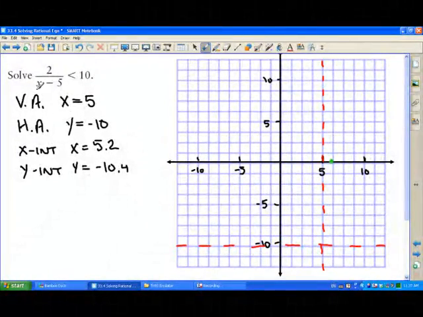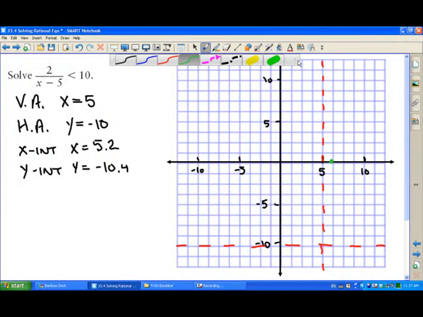So taking this important information, I've started to create a graph. I've marked in my scale. I've marked in my vertical asymptote. I've marked in my horizontal asymptote. I have an x-intercept at 5.2. I have a y-intercept at negative 10.4. Okay, the scale itself isn't important in the sketch. We're just using it to help us illustrate how our function looks.